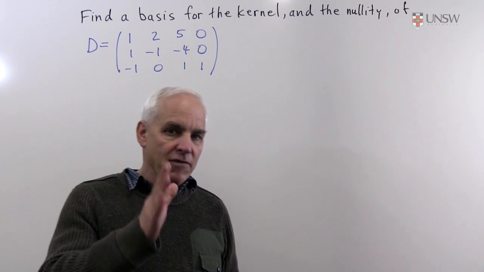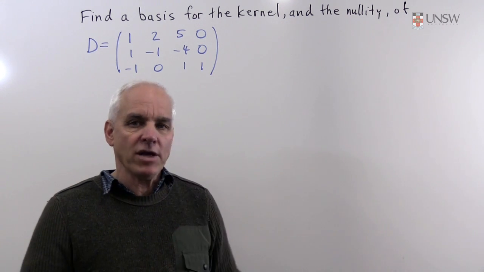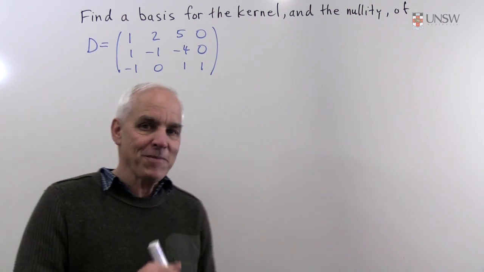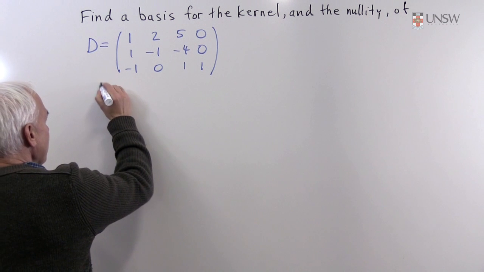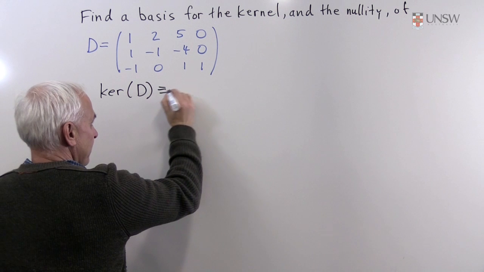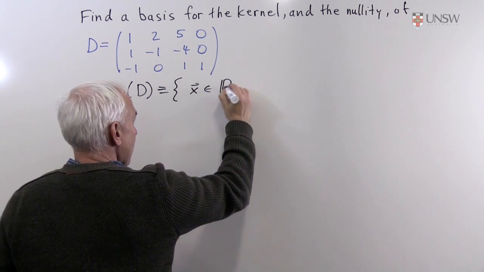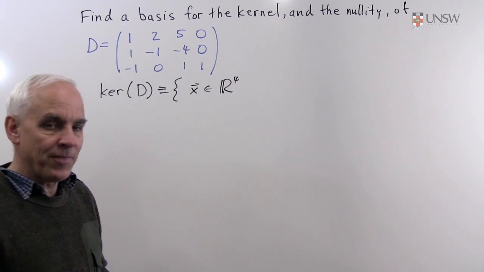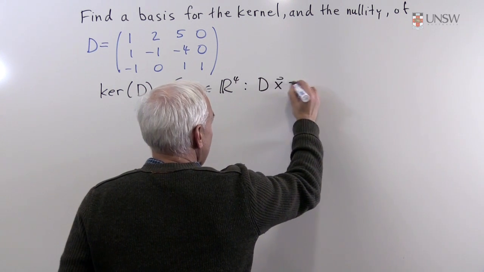So let's begin by reviewing the basic definitions and the sort of image that you might want to have in your mind in terms of what's going on here. It's a very important picture associated with this algebra. Okay, so first of all, the definition. The kernel of D, what does that mean? Well, it's the set of X, in this case in R4, same as the number of columns, such that D times X equals 0.